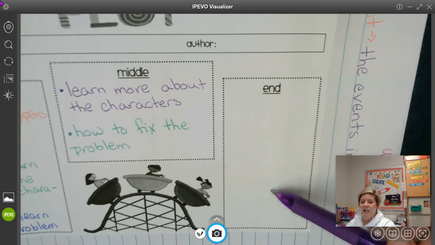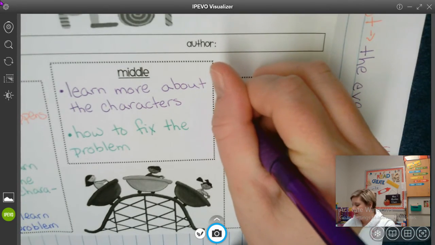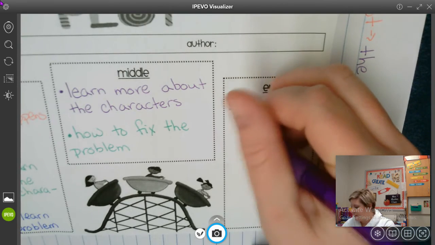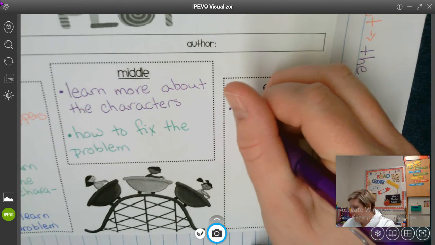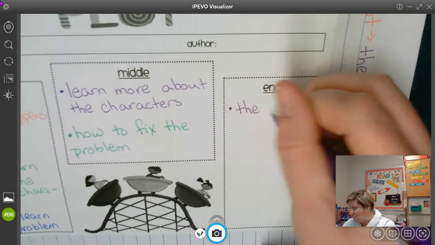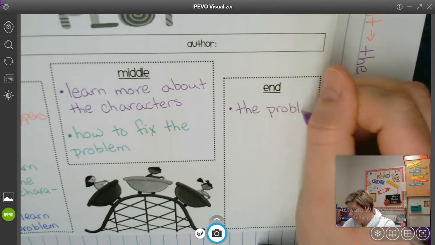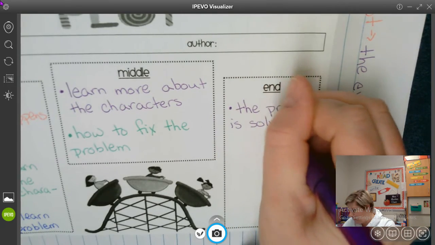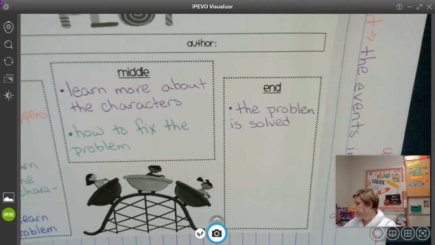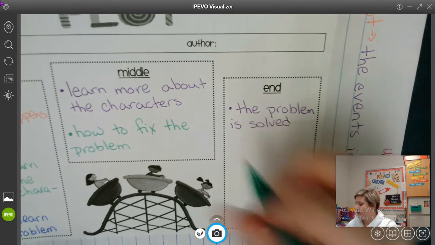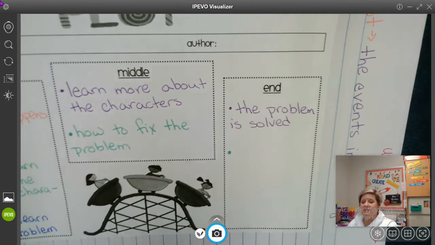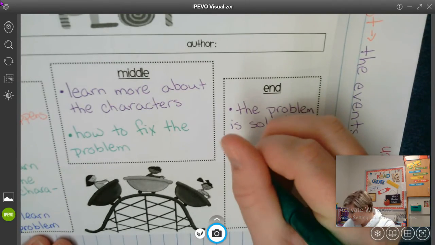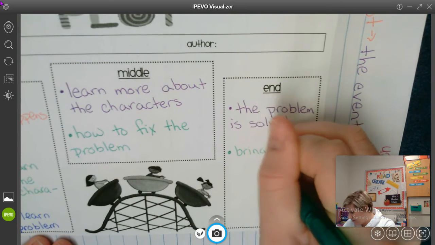And then finally, at the end, this is where our story closes. So the problem is solved. And this also brings our movie, or our story, to some kind of closing.